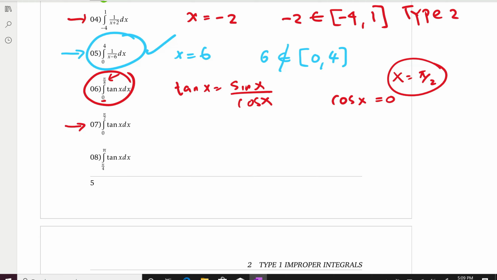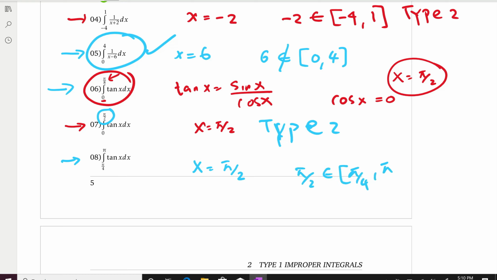Alright, the seventh integral. We know already tangent x is undefined when x is equal to pi over 2. Same as the previous integral. Now you can see pi over 2 is one of the limits. So this is a type 2 improper integral. The previous integral was not an improper integral, but now it's a type 2 improper integral. How about the eighth one? We already know that when x is equal to pi over 2, tangent x is undefined, discontinuous, and pi over 2 is certainly not one of the limits. The limits are pi over 4 and pi, but pi over 2 is in between them. Pi over 2 is 90, pi over 4 is 45, and pi means 180. So 90 is definitely in between 45 and 180. The discontinuity is in between the limits, so this is a type 2 improper integral again.